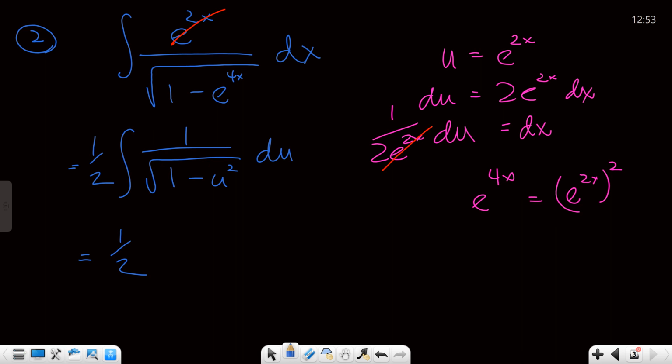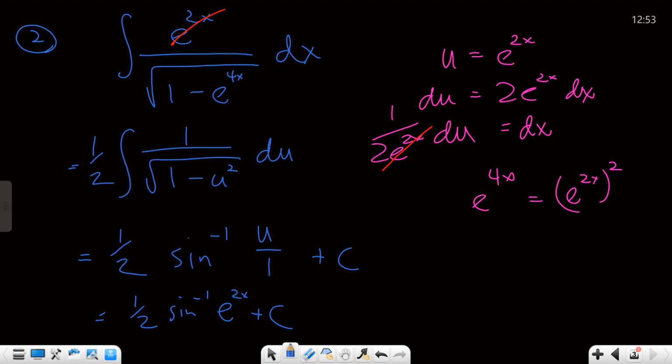sine, or arc sine of... Which one do you prefer? Inverse sine or arc sine? Inverse sine. Inverse sine, okay. Of u over 1. So it's just u plus c. And then u is e to the 2x. Good, let's give it up.